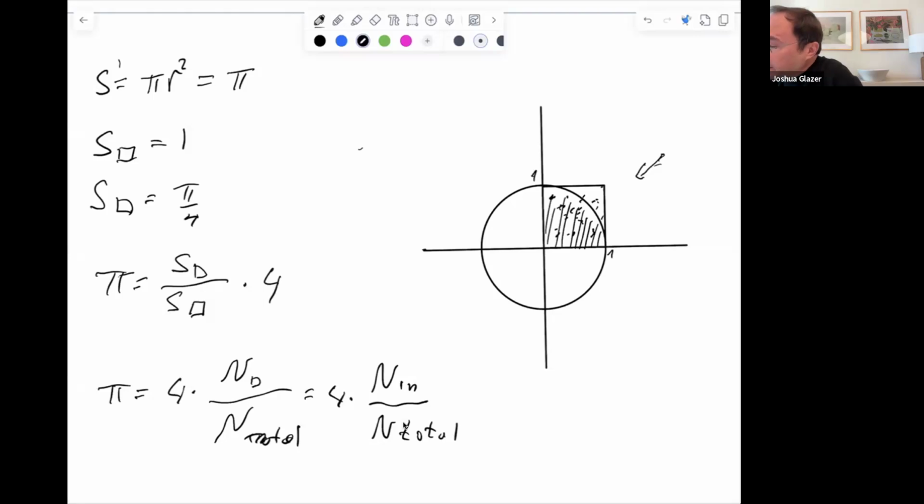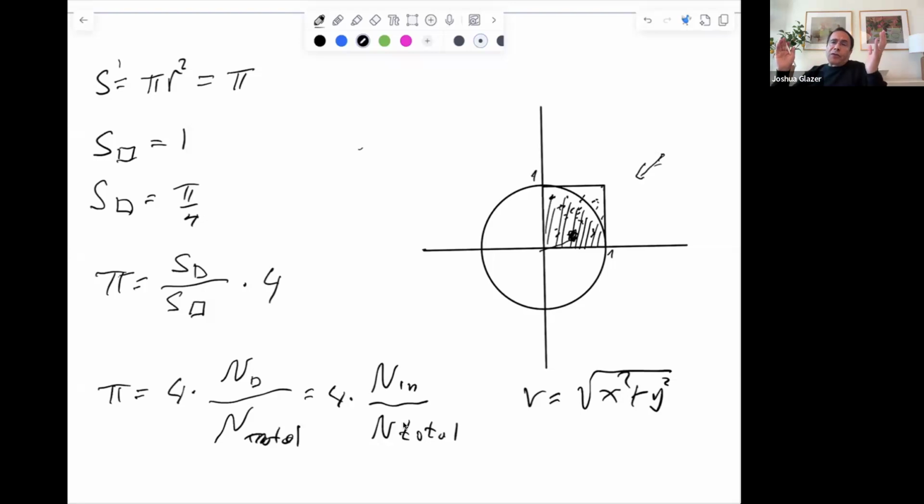Let's say we have a point here, okay? Then the distance of the point from 0,0 is, of course, the square root of x squared plus y squared. So x and y are two random numbers between 0 and 1. R will be, of course, also a random number: it's the square root of x squared plus y squared.